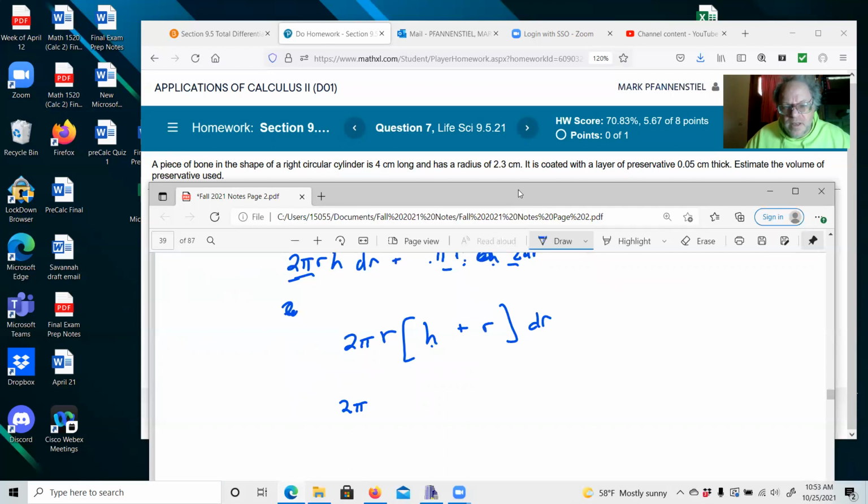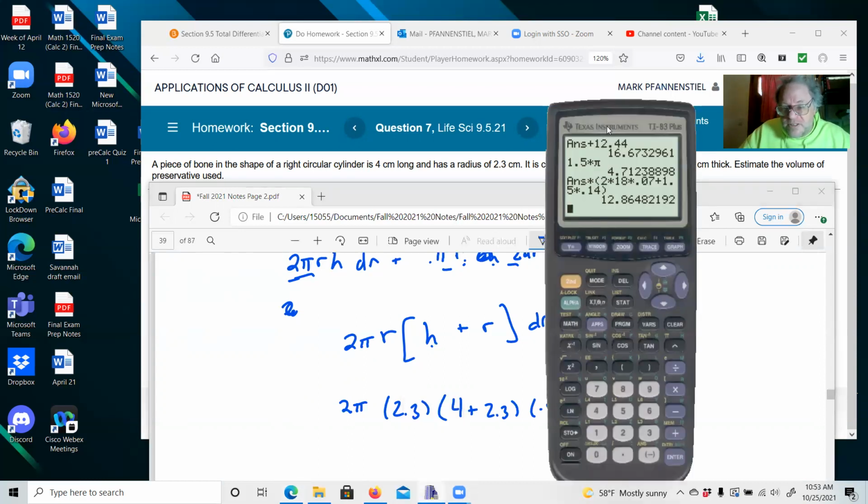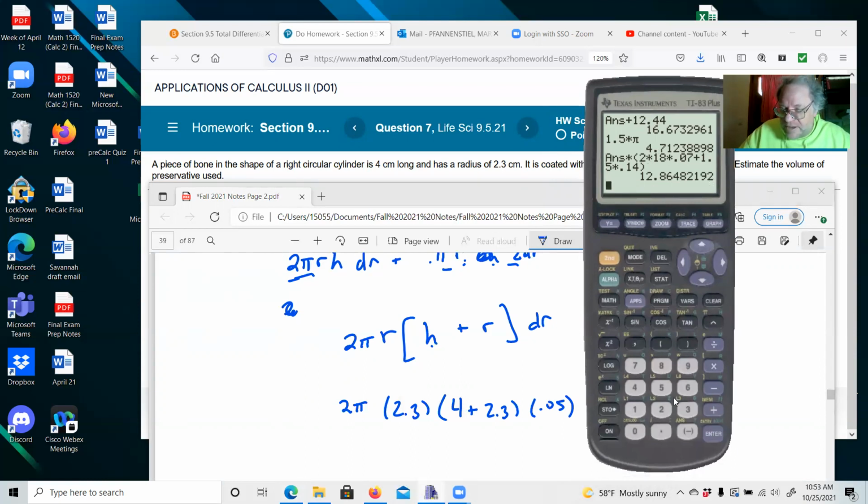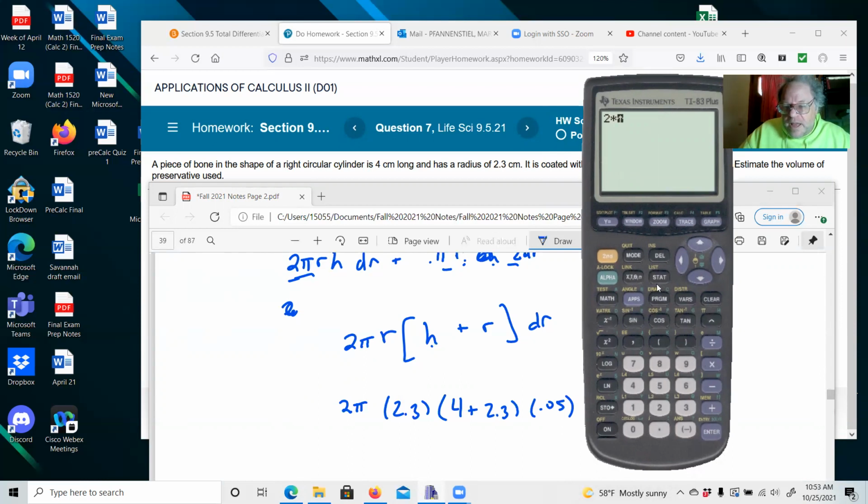Okay, so we have 2 pi. What is my radius? My radius is 2.3, and my height is 4 plus 2.3, and it is layered with 0.05. Okay, you don't need to go through all of this arithmetic. If you just want to type in the formula as you've calculated it, you go right ahead and do that. There's nothing wrong with that whatsoever. I'm just not as good with a calculator. Okay, times 4 plus 2.3.